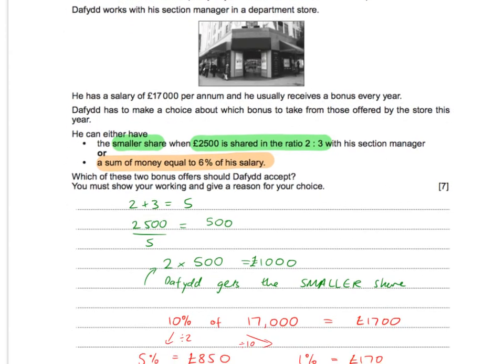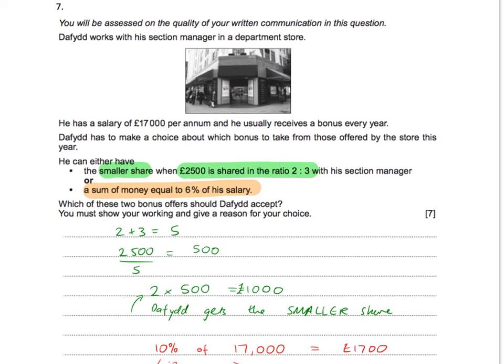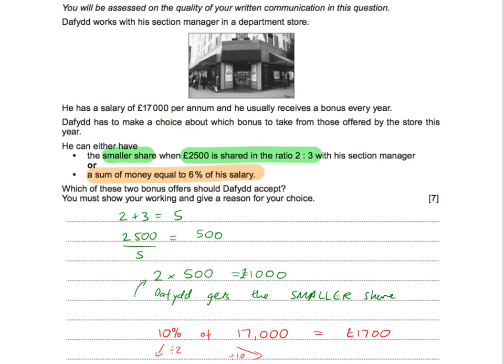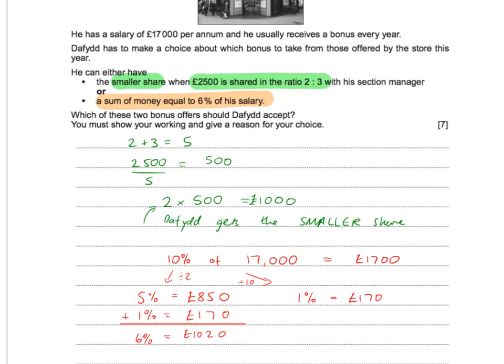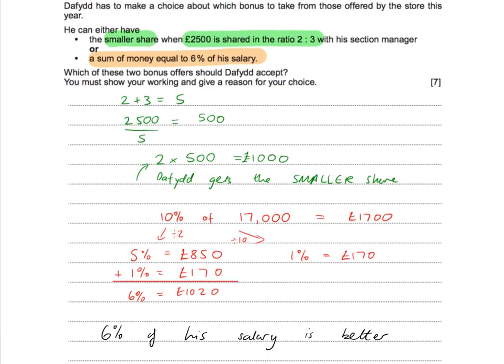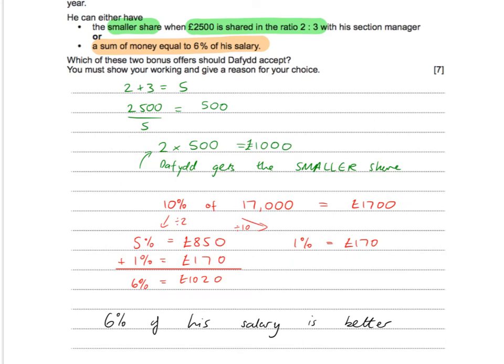The other one I need to do now is work out 6% of his salary. So I worked out 10% to start. I then halved that to find 5% and divided by 10 to find 1%. So half of this was 850, and then this divided by 10 was 170, and I stacked them to make it easier for me to add them. So I did 850 add 170, and that came to 1,020 quid, and then I finally made the conclusion that 6% of his salary was better, only marginally better. It's only 20 quid more, but 20 quid is 20 quid nonetheless. So if you've got the choice to get 20 quid more, surely you'd want the extra money.